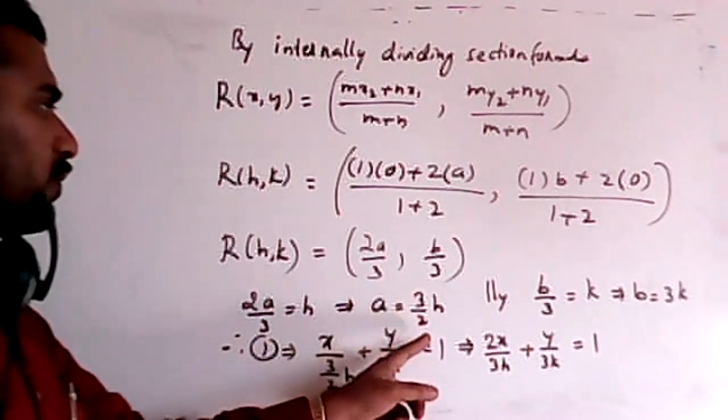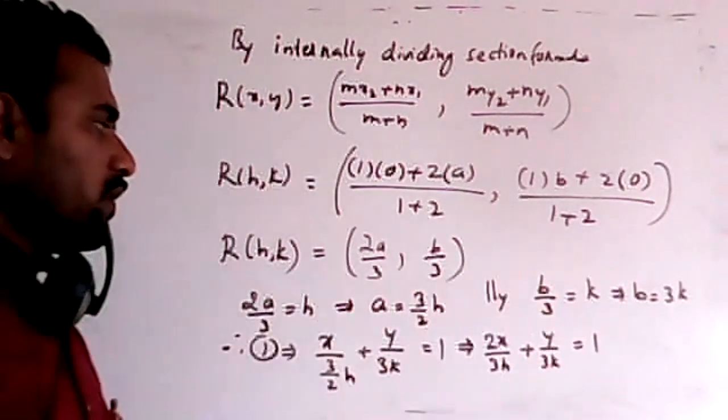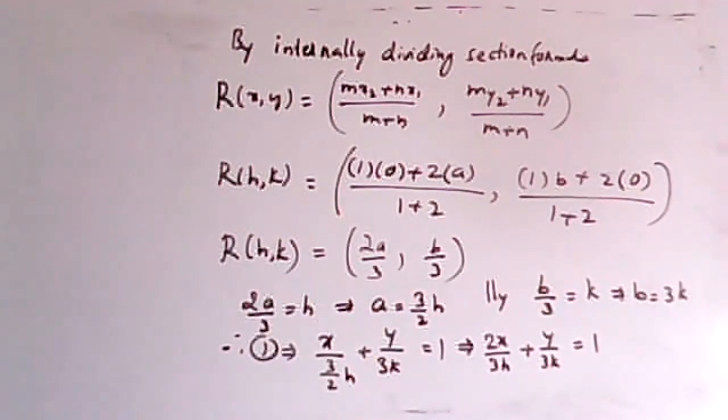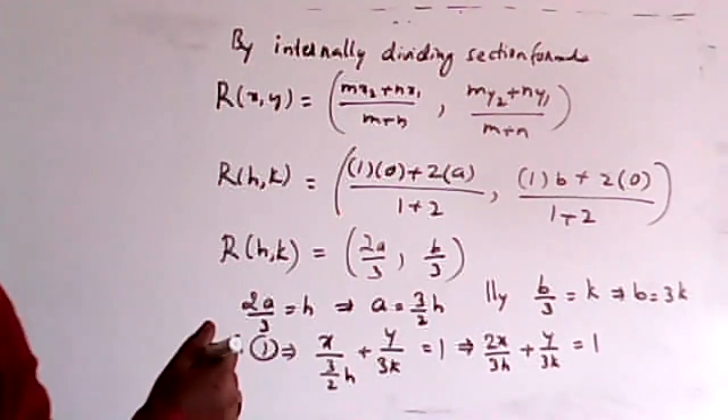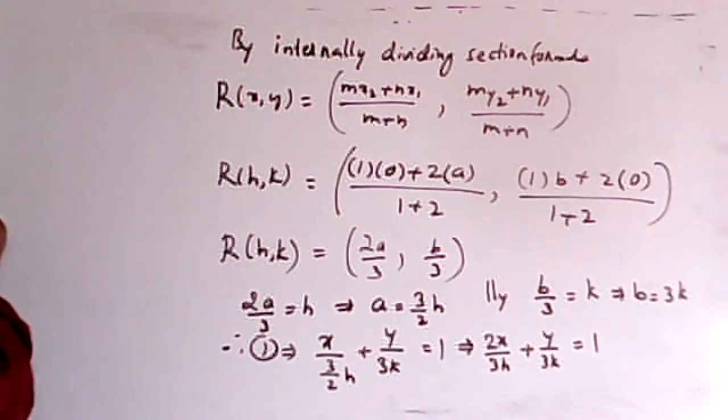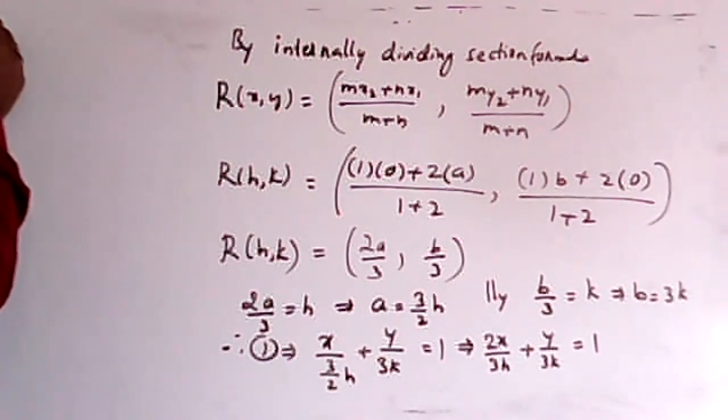A means 3 by 2H. B means what? 3K we got. Now only the simplification to do. LCM I will find out, it is 3 into HK. 3 into HK means 3H. How much? 3HK. That is K. 2KX, correct?